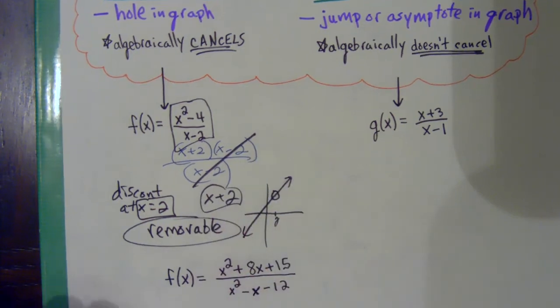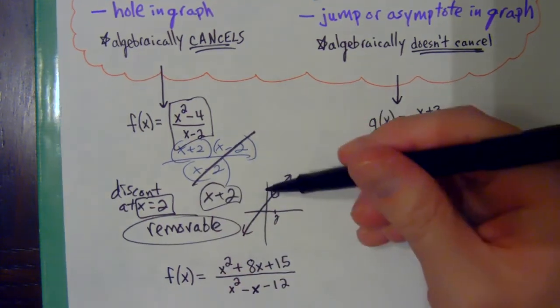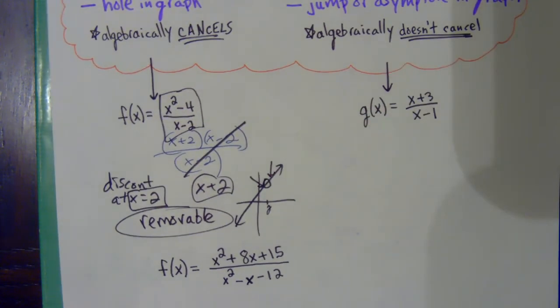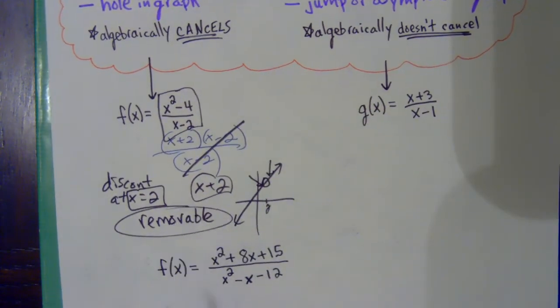And when we cancel it out, that's why the limit techniques work when you go to the left and to the right of that, okay? So if you can factor and cancel it, that's the removable kind.